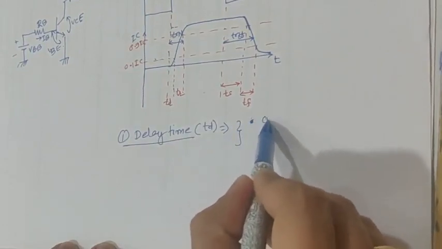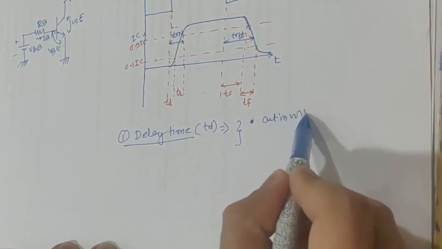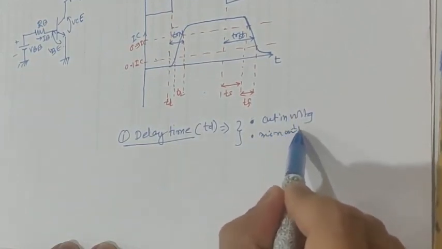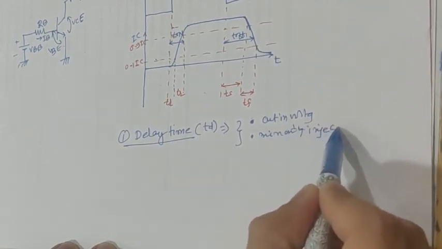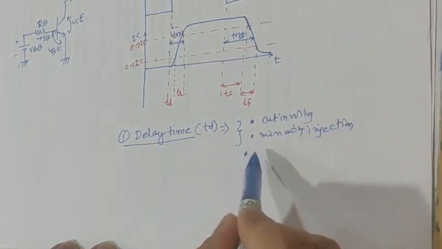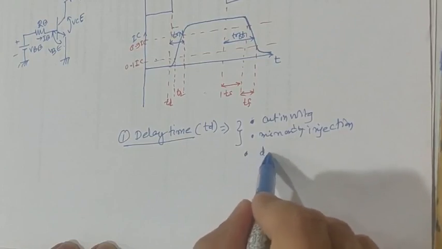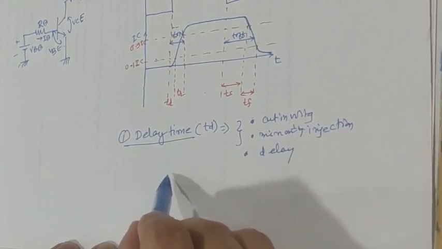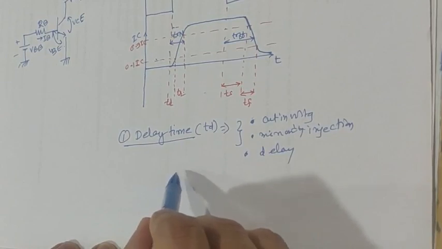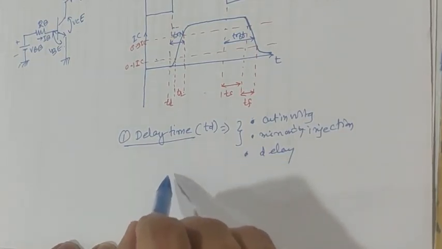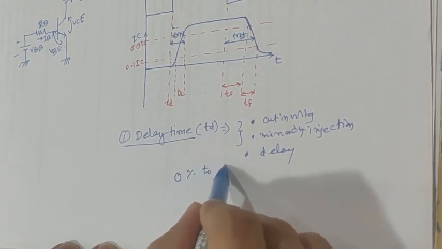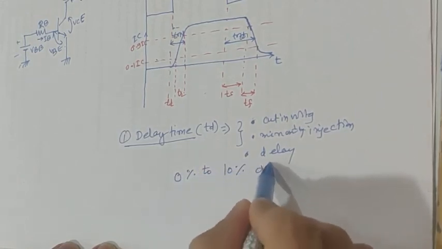So remember, delay time has three factors. The first is cut-in voltage, the second is called minority injection, and the third is called delay. So I can say that it is the time which is required by the collector current to rise from 0% to 10% of its maximum.